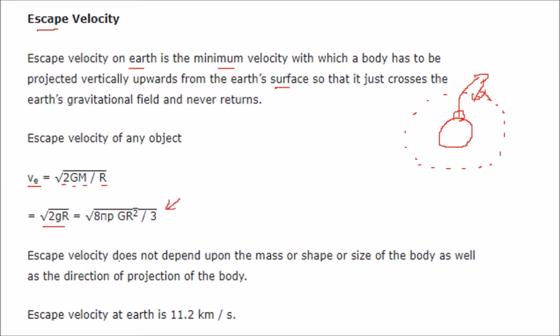So the escape velocity doesn't depend on the mass or shape or size, as you see in the expression. Not even the direction of projection of the body is important. So escape velocity at Earth is 11.2 km per second.